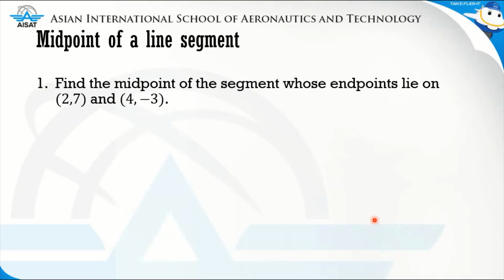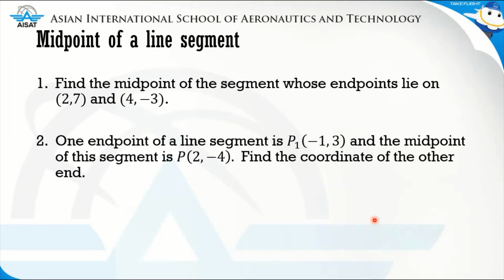Now let's try to answer some problems. For item number 1, we are asked to find the midpoint of the line segment whose endpoints lie on 2, 7 and 4, -3. And for the second item, one end of a line segment is P sub 1 with coordinates -1, 3, and the midpoint of this segment is P with coordinates 2, -4. Find the coordinates of the other end.